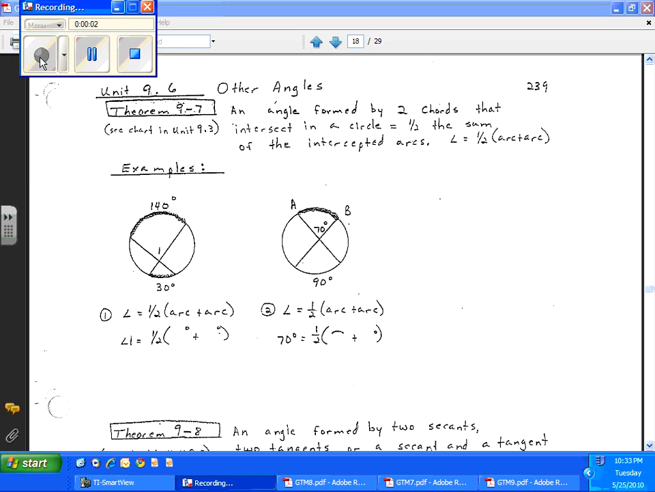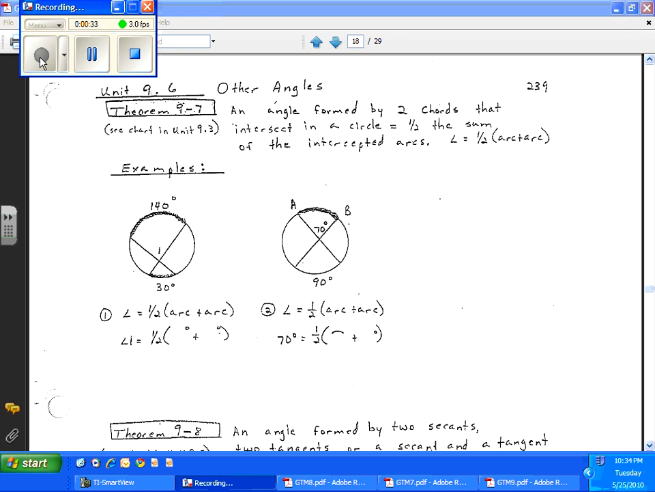All right, so far we said a central angle is equal to the measure of its intercepted arc. That's where the vertex is the center. An inscribed angle is equal to 1/2 the measure of its intercepted arc. That's where the vertex is on the circle. But there's another situation where the vertex is on the circle, and that's when a chord and a tangent intersect a circle from a point on a circle. Then, too, the angle is half of the arc.